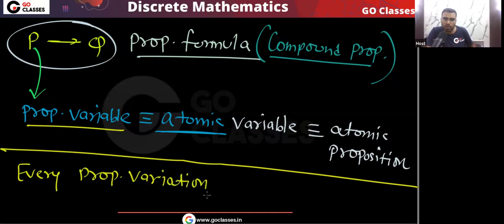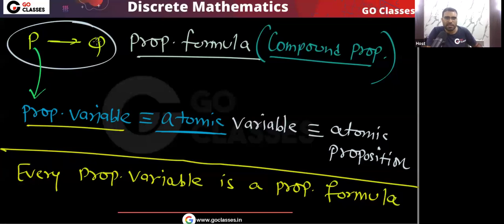Propositional variable means atomic proposition. Every propositional variable is a propositional formula. But can I say the reverse direction is correct? Can I say every propositional formula is a propositional variable? Can I say this is a propositional variable? No, this is not a variable. This is a variable, P comma Q are variables. Yes or no? So every propositional variable is a propositional formula, but not vice versa.